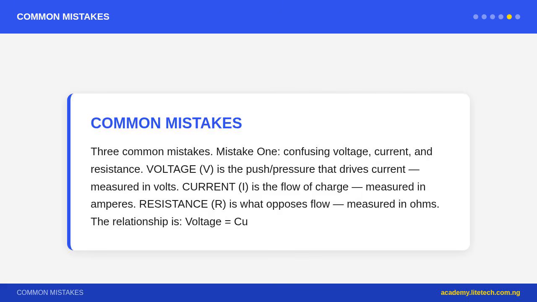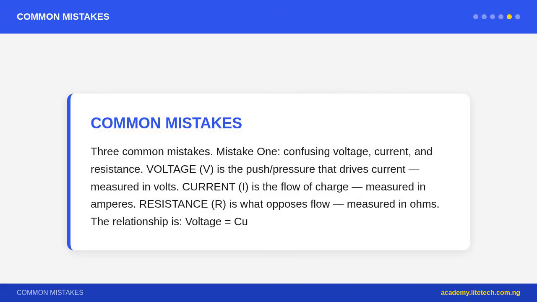Three common mistakes. Mistake 1. Confusing voltage, current, and resistance. Voltage, V, is the push or pressure that drives current, measured in volts. Current, I, is the flow of charge, measured in amperes. Resistance, R, is what opposes flow, measured in ohms. The relationship is voltage equals current times resistance, V equals IR. Higher resistance means less current for the same voltage.